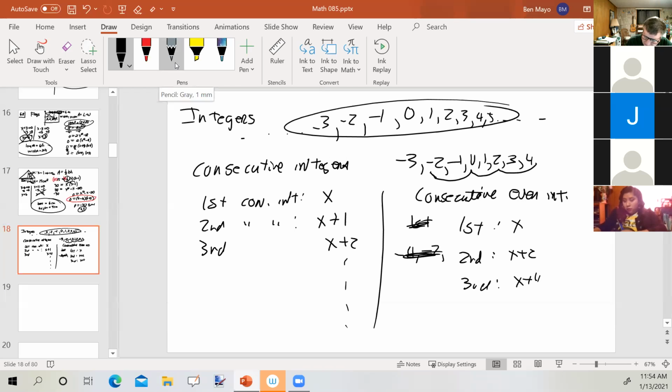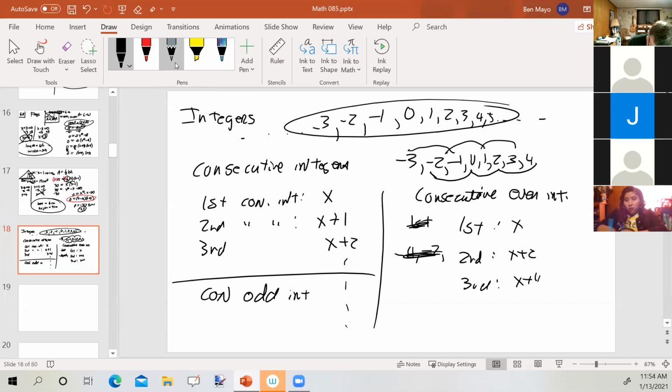Well, what about consecutive odd integers? Negative 3, negative 1, 1, 3. Those are also 2 apart. So if we were dealing with consecutive odd integers, the first one would be x, the second one would be x plus 2, etc. And you might be confused going, how can an odd integer be x plus 2? Well, if x is odd, what's an odd integer plus 2? It's still the next odd integer. Okay, so consecutive integers go up by 1s. Consecutive odd integers and consecutive even integers go up by 2s.